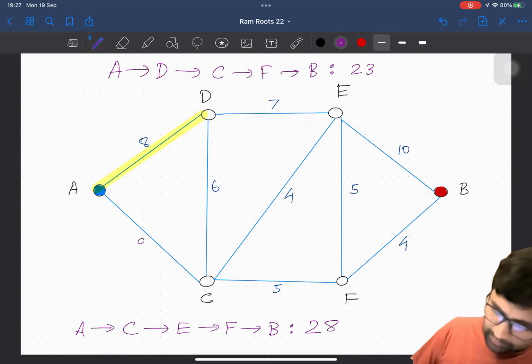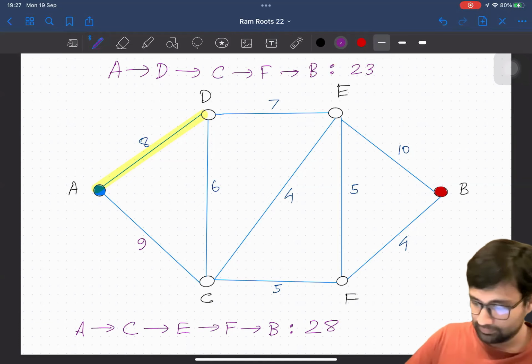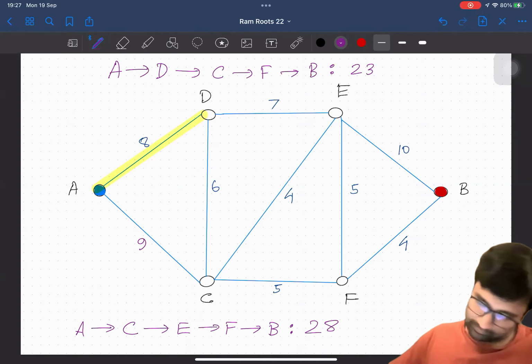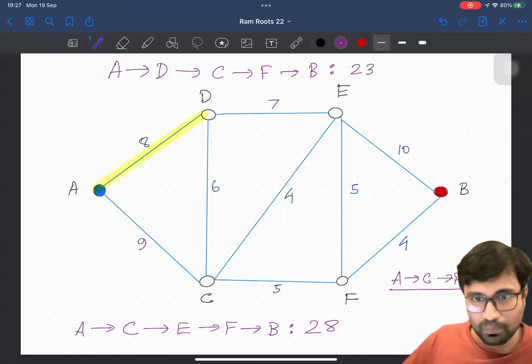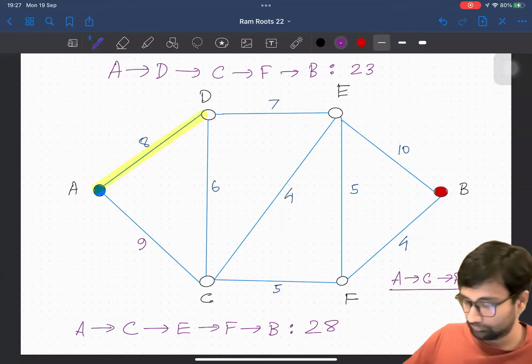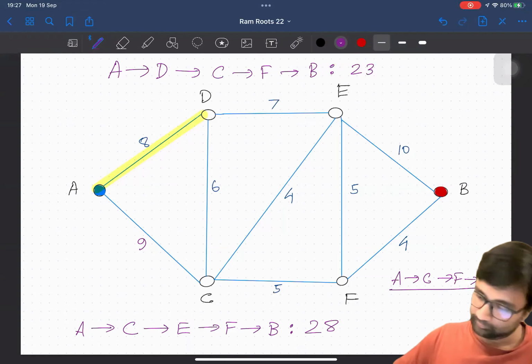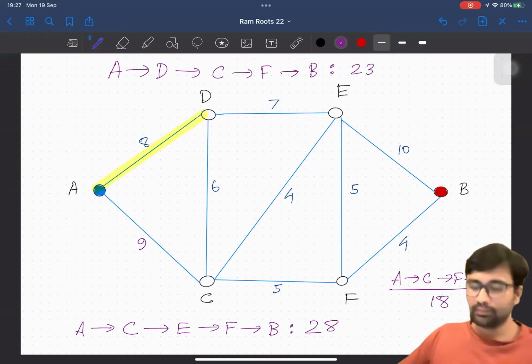Okay, so suppose that A to C is 9 minutes, then what happens? Then we'll go from A to C and then from C to F and F to B. Yes. Okay, so how much time would this take? 9, 18. So 18 minutes. 18 minutes. Correct.